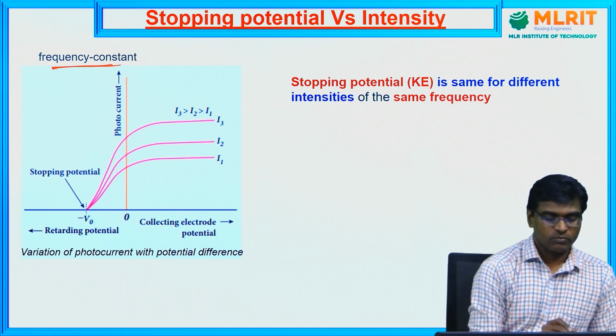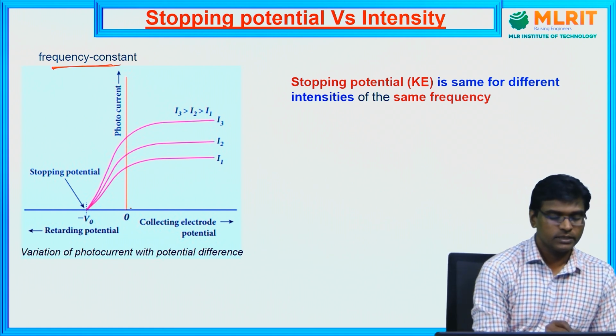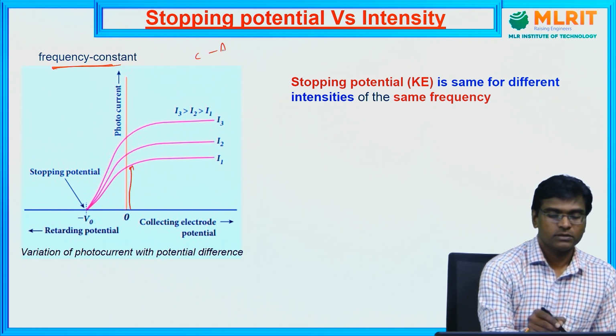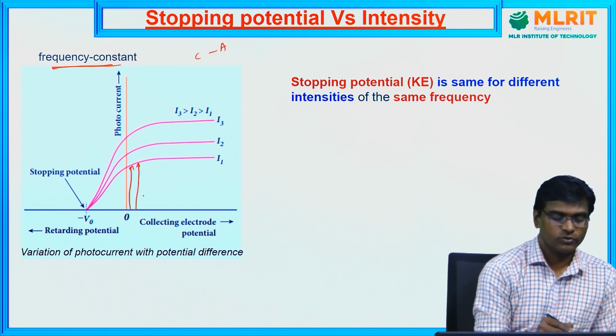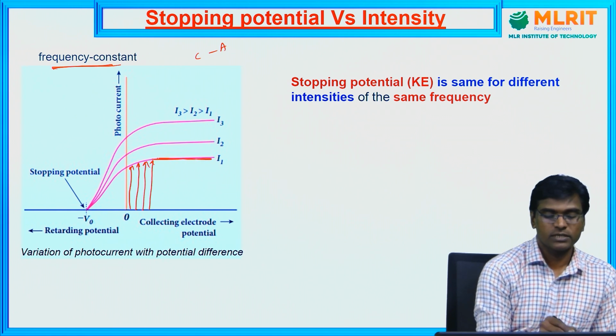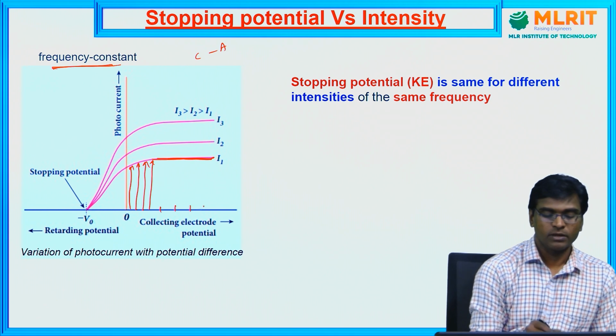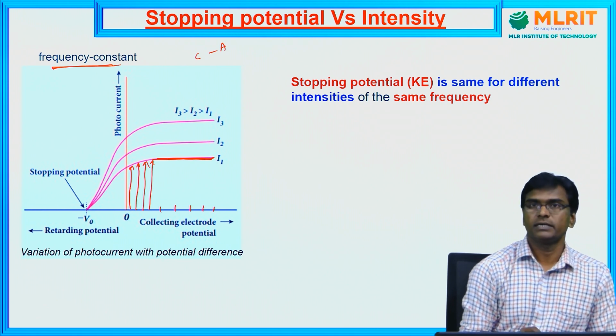Slowly we are increasing the potential between the C and A. So what is happening? Initially the photocurrent is increasing. After that the photocurrent is saturated. Now photocurrent does not increase even if you increase the potential difference between the C and A.